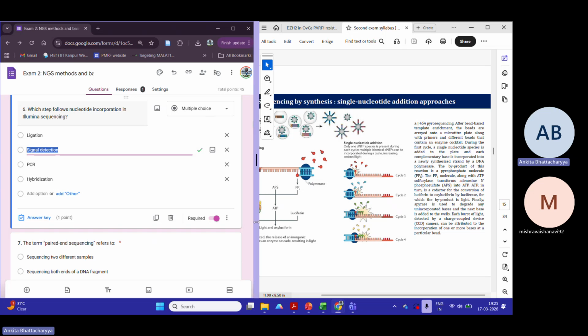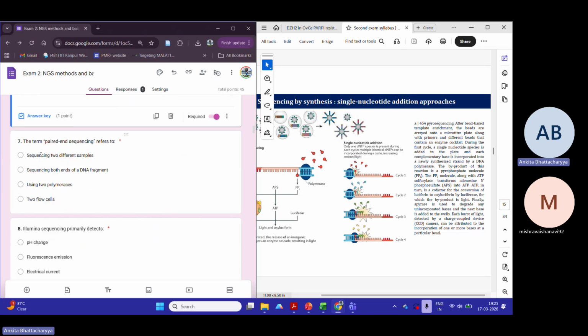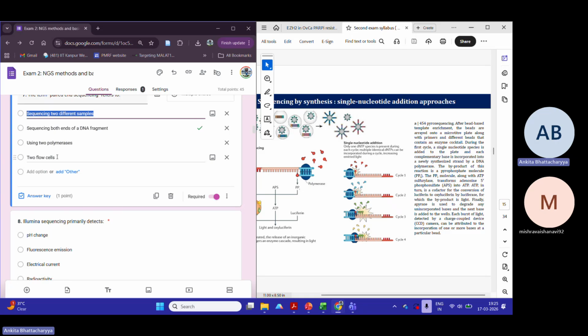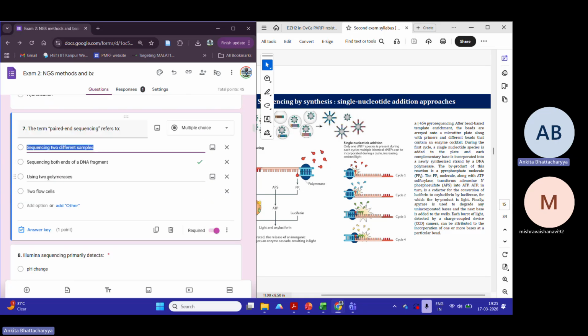Then the term paired end sequencing, what exactly do we mean by it? Do we mean two different samples getting sequenced? Are there two different polymerases which are taking care of this? Two flow cells, or sequencing both ends of a DNA fragment? In general, paired end sequencing strategy refers to two different enzymes or two different polymerases simultaneously, at a similar pace, being able to carry out sequencing from both ends of a DNA fragment.